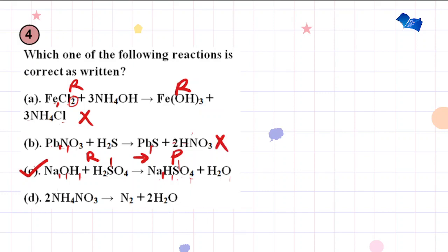For the last option, we have 2 moles of ammonium nitrate. Now go over to the product side. We have nitrogen having 2 atoms. And for water, we have hydrogen having 4 atoms in total, 2 moles of water times 2 atoms of hydrogen. But look at the reactant side, we have 8 atoms in total, 2 moles times 4 atoms of hydrogen. So you see that this is already incorrect.